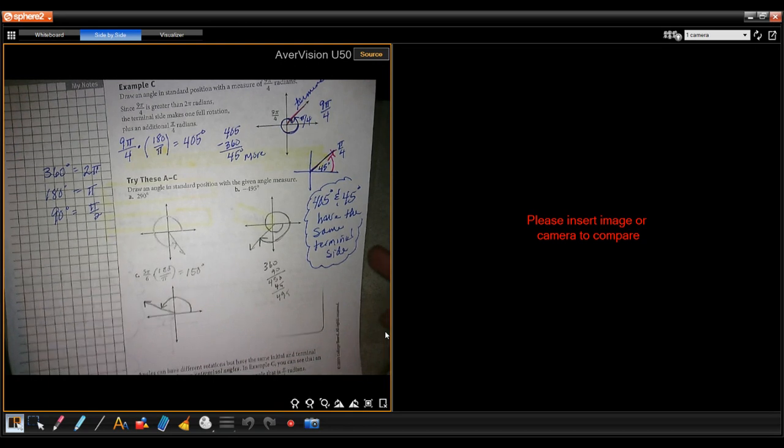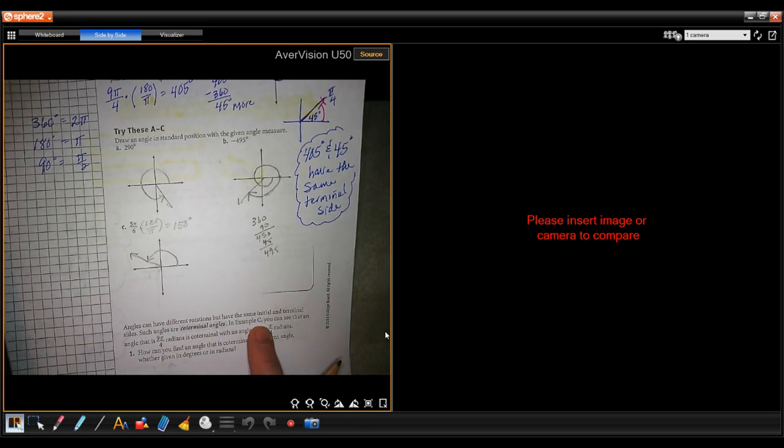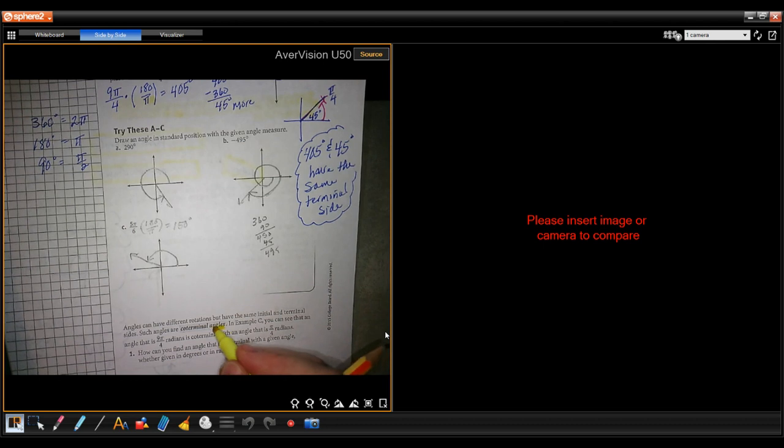All right. Then it says angles can have different rotations, but have the same initial and terminal sides, which is what we just did. Such angles are coterminal angles. Important word right here.